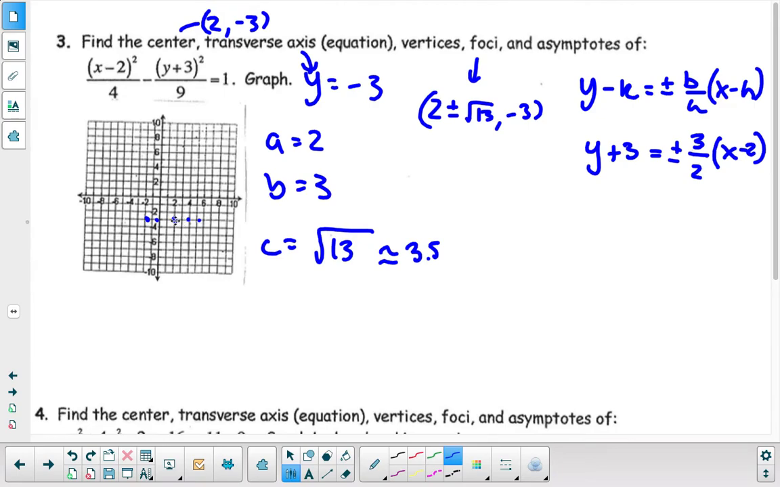So here we need just to move over 2, up 3, over 2, up 3, over 2, down 3, over 2, down 3, and good there. Over 2, up 3, over 2, up 3.